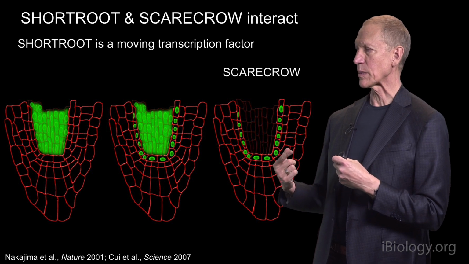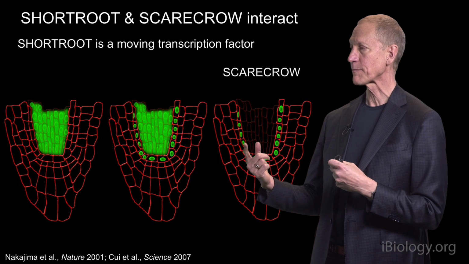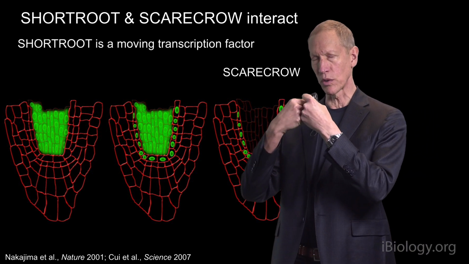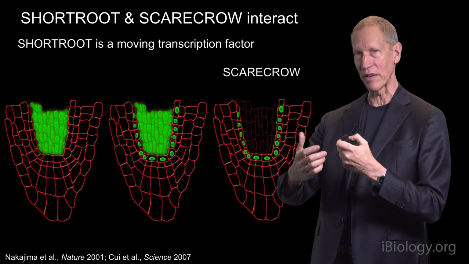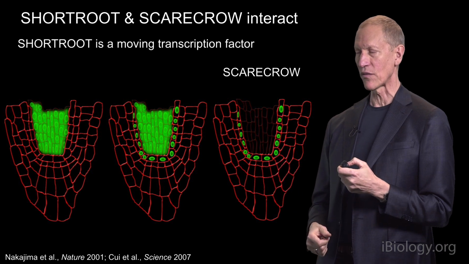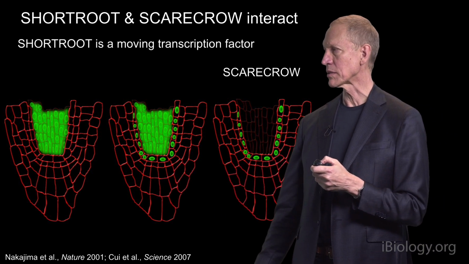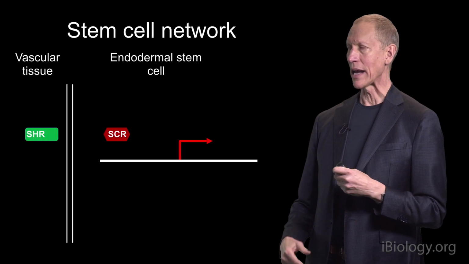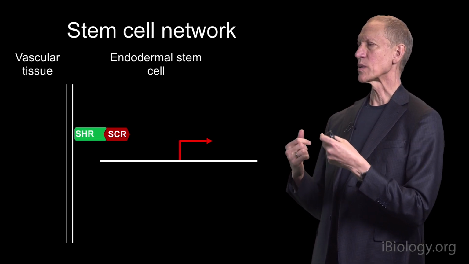Scarecrow protein is expressed, as I already mentioned, exactly where you'd expect it, in the endodermis. And it physically interacts. So the Scarecrow protein and the Short Root protein form a complex, and that's what prevents the Short Root protein from moving further out to the outer layers of the root. We can show this with this little animation. So Short Root moves over and physically interacts with Scarecrow.